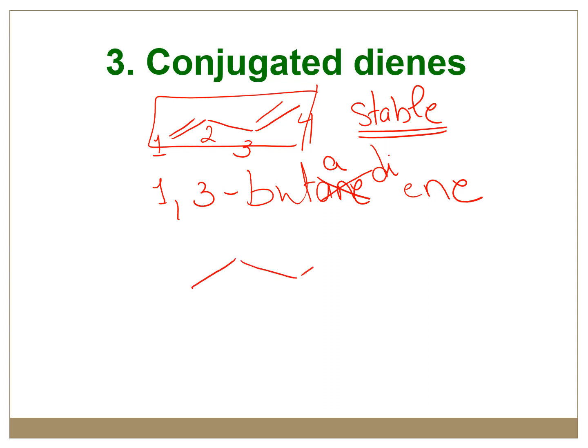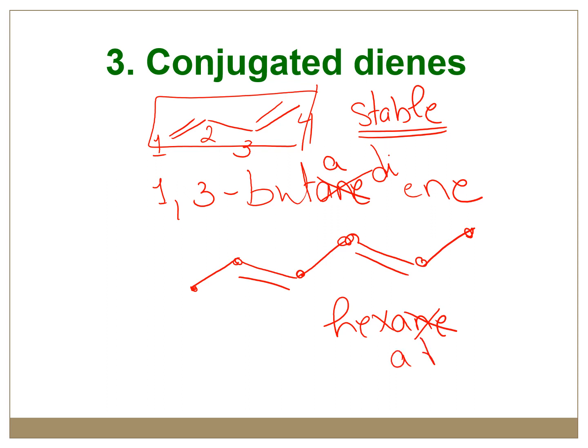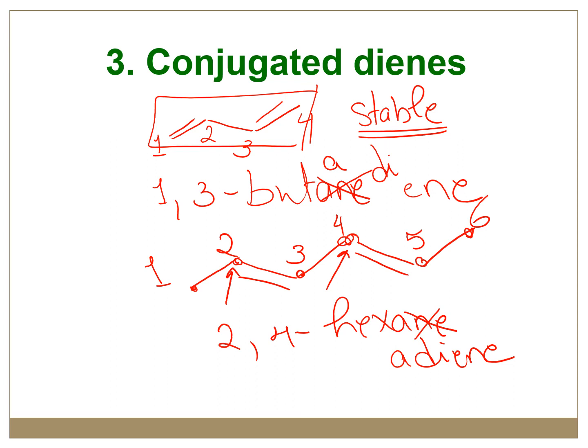Suppose you have a longer chain. Again, this is a conjugated diene. Your number of carbons are 1, 2, 3, 4, 5, and 6. So this is a hexane. And then you remove the ane and you say that this is the hexadiene. Your numbers are 1, 2, 3, 4, 5, 6. So your double bonds were at carbon 2 and carbon 4. So this is the 2,4-hexadiene, and so on.